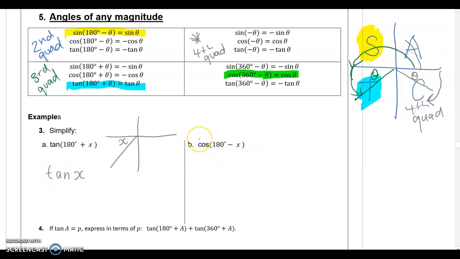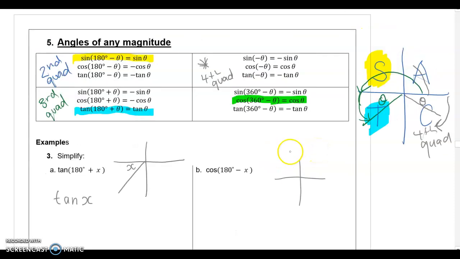For B, cos of 180 degrees minus x. If we have a look where we are there, we're actually going to be in the second quadrant. And if we're looking at all stations to central, sine is positive in that quadrant. We're looking at cos, so our cos is going to be negative, and we're going to be negative cos of our angle here, which is called x.